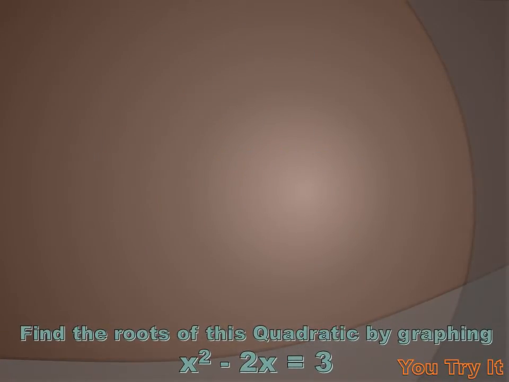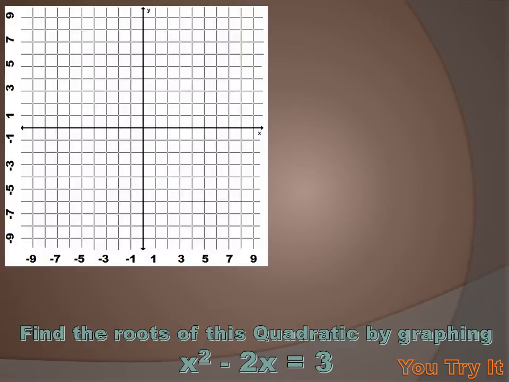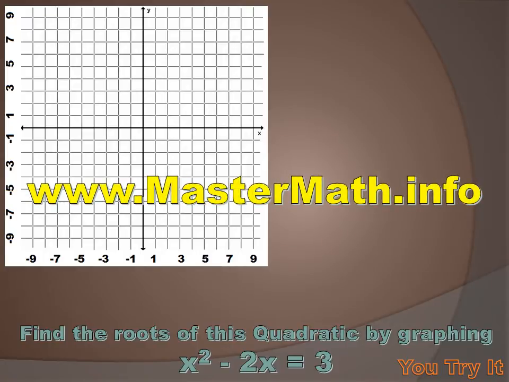Well, now it's time for you to try one. Find the roots of this quadratic by graphing. X squared minus 2x equals 3. If you're going to solve this by graphing, you need some graph paper. So go get some. And if you don't have any handy, you can go to my website, www.mastermath.info, and go to the worksheets page, and you'll see a link that will open up a piece of graph paper, and you can print that. Well, go ahead and hit your pause button, solve this problem, and then hit your forward key to move on to my solution.